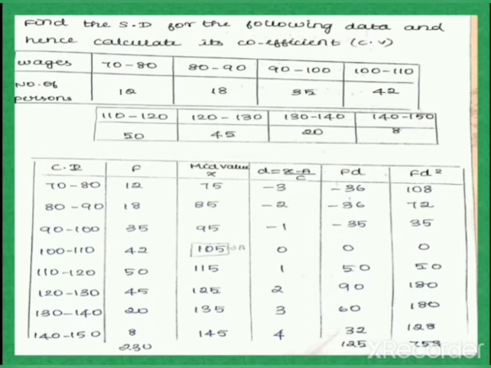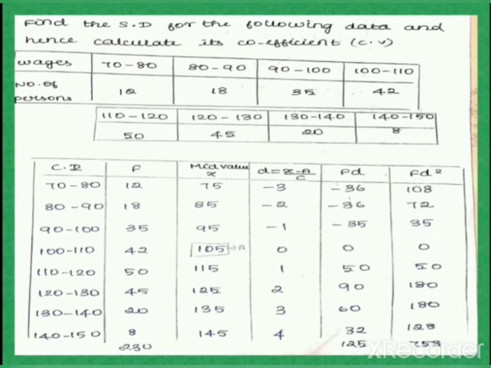Our first class interval is 70 to 80. So we have to find the average of that class interval, which is 70 plus 80 divided by 2, equal to 75. Similarly, 80 plus 90 divided by 2 is 85. Like that you have to find the mid value x, and then you have to find the d value by using the formula x minus a divided by c. So you have to choose one assumed mean from your mid values. Here I have chosen 105 as my assumed mean.